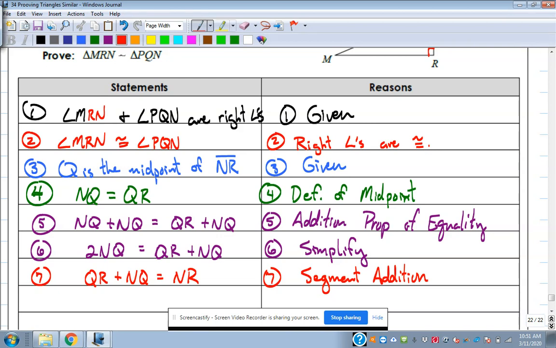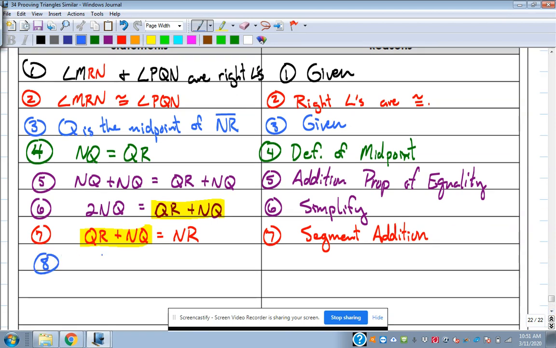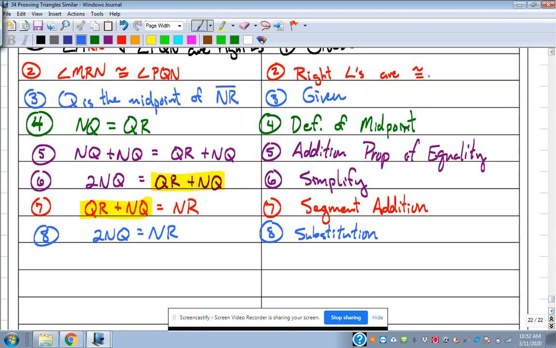But what do we know there? They're the same, right? So that allows us to then say that 2NQ is equal to NR, which is what Haley had said earlier, by either substitution or transitive, whichever way you wanted to do that, it's fine. Two NQ equals NR. Substitution. Okay.